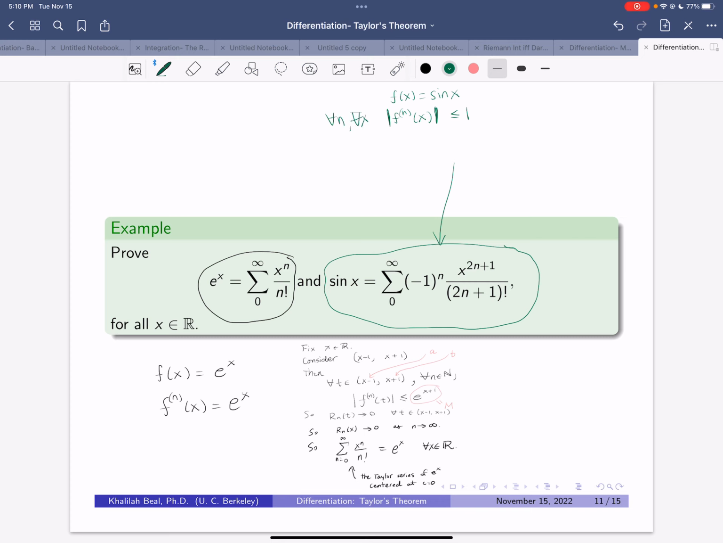Because when you think about the derivatives of sine of x, they cycle between cosine, negative cosine, and sine, right? And each of those trigonometric functions is bounded by 1. So apply the corollary with M equals 1. Okay?